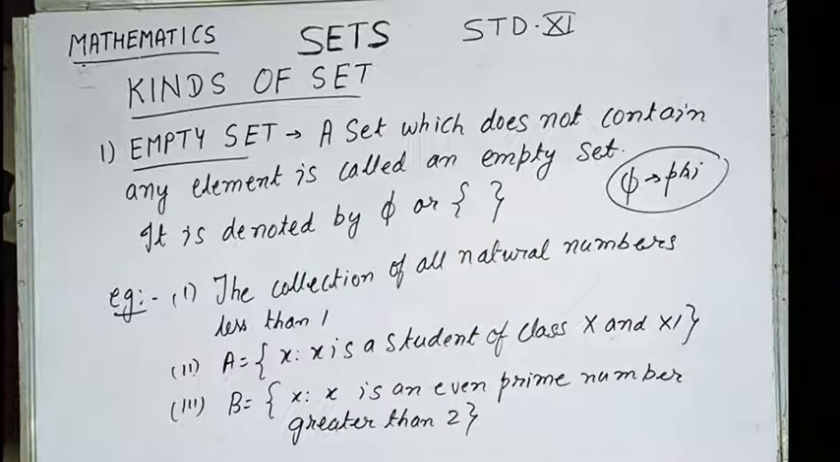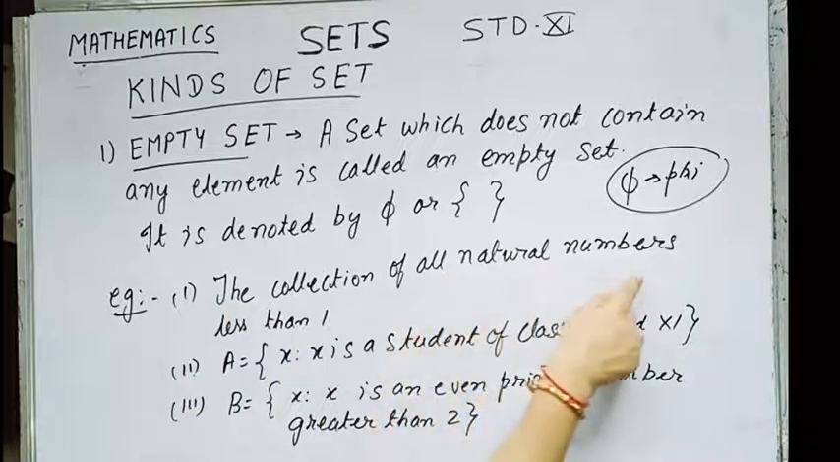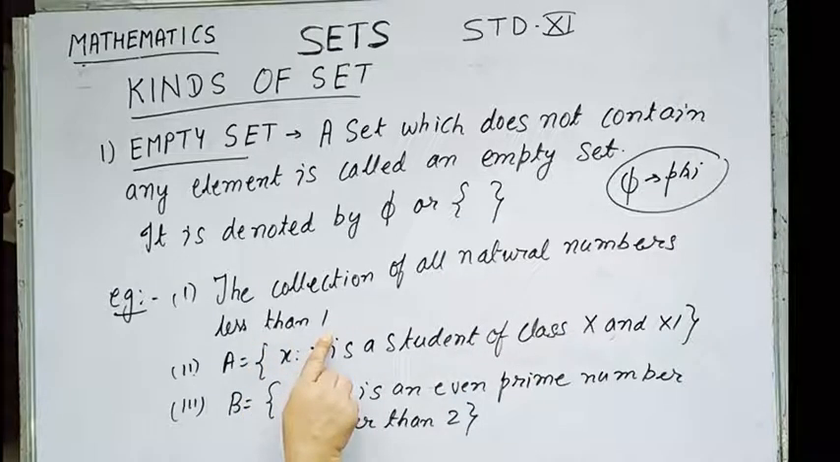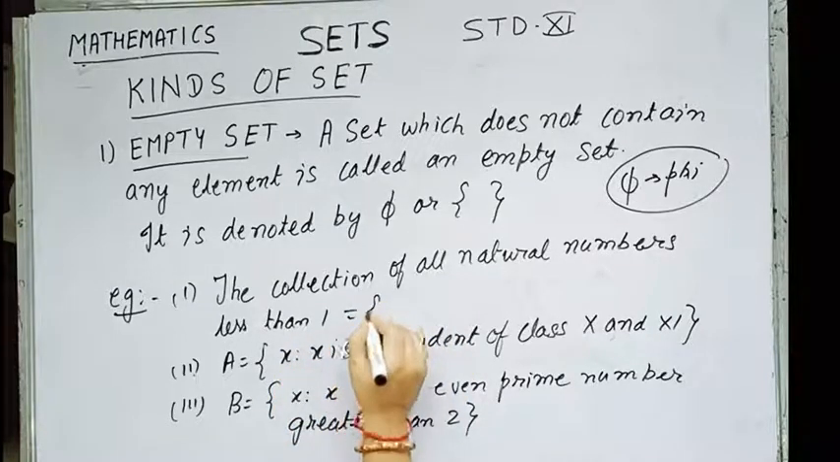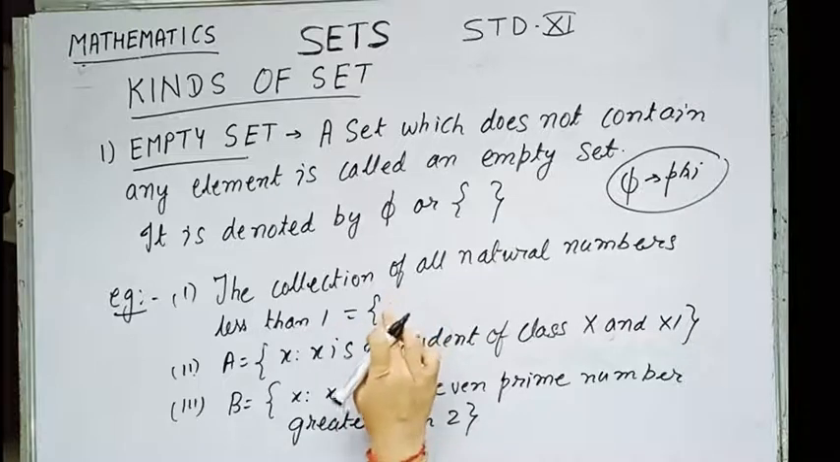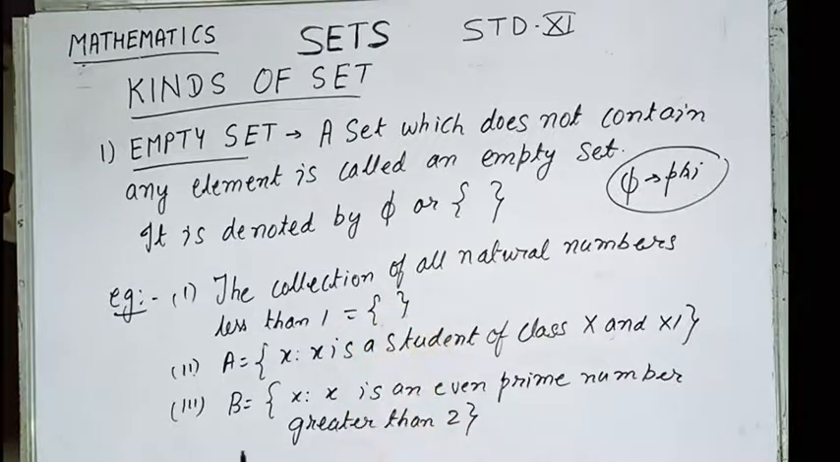Now you can make any example. Three examples I have written over here. Example number one is the collection of all natural numbers less than 1. We know that the natural numbers start from 1, and if we have to write all natural numbers less than 1, obviously we will not get any. So this will be equal to an empty set, that is, a set containing nothing.